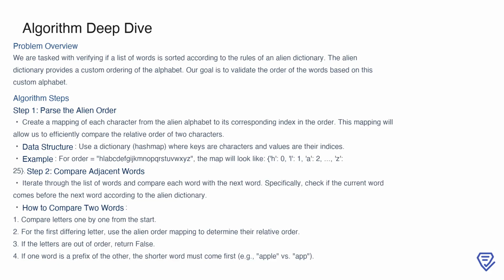Additionally, if one word is a prefix of the other, the shorter word must come first. For example, app should come before apple. By following these steps, we can systematically verify the order of the words.